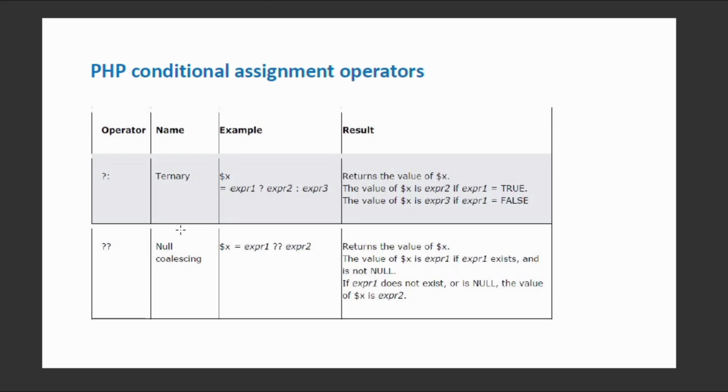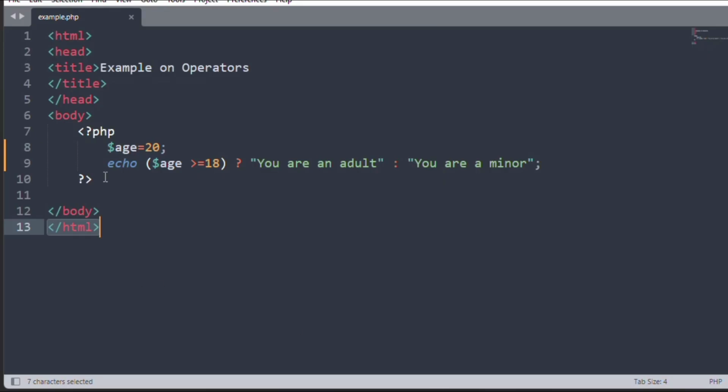Now the next operator is null coalescing. The null coalescing operator uses the double question mark and is used to return the first operand if it exists and is not null, otherwise it returns the second operand. It is useful for checking if a variable is set or has a default value. The syntax is like this. Now we directly go to the example of null coalescing.